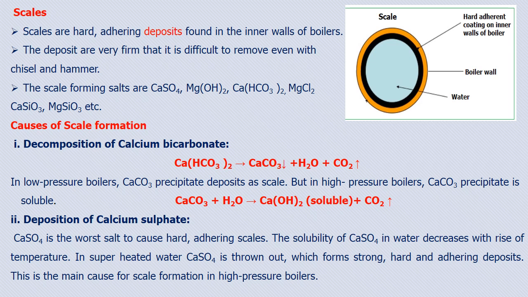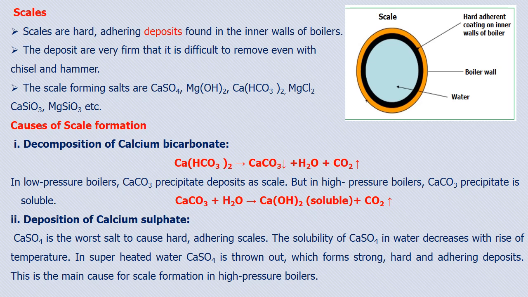But the same calcium bicarbonate, if it is used in high pressure boiler water, does not cause any scale formation because of high solubility in a high pressure boiler, converting calcium carbonate into calcium hydroxide which is soluble. So hence it does not cause any problem in a high pressure boiler. So calcium bicarbonate forms scales only in a low pressure boiler but not in a high pressure boiler.